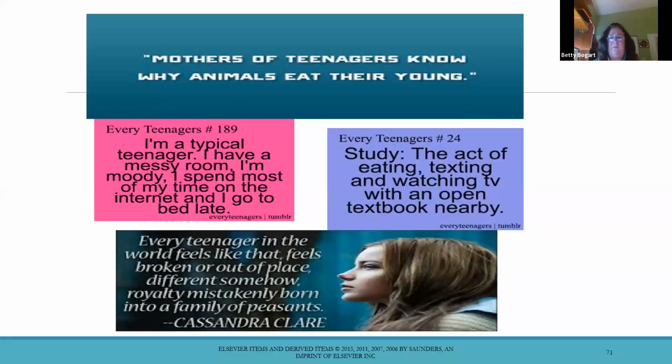So, these are some little memes that I put up here to show you. "I'm a typical teenager. I have a messy room and I'm moody. I spend most of my time on the internet and I go to bed late," just like you said. Yes, they do. So, any questions? Hot stuff. Did I make it understandable?